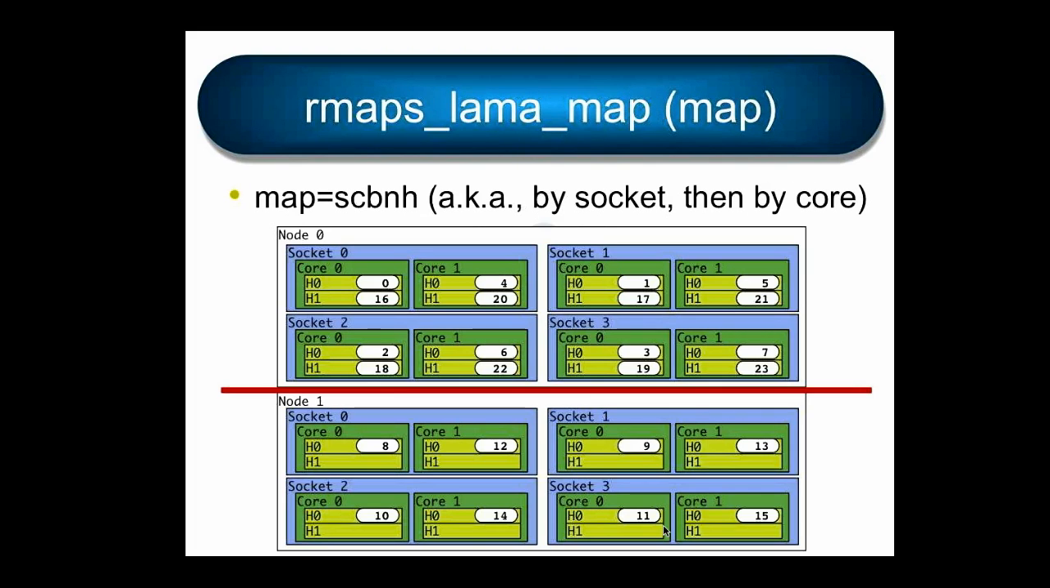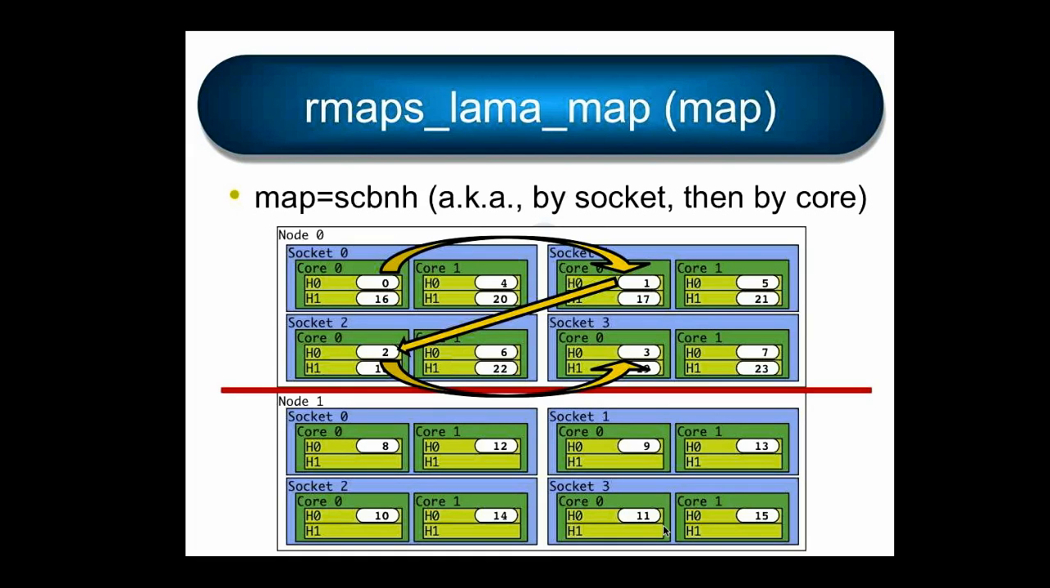So if we map by SCBNH, that's socket, core, motherboard, server node, and hardware thread. What that really translates to is first by socket, then by core. Okay, let's look at that. You can see these are COMM_WORLD ranks, these numbers in white. So 0 is on the first core on the first socket, then 1 is on the first core on the next socket, 2 is on the first core on the next socket, 3 is on the first core on the next socket.